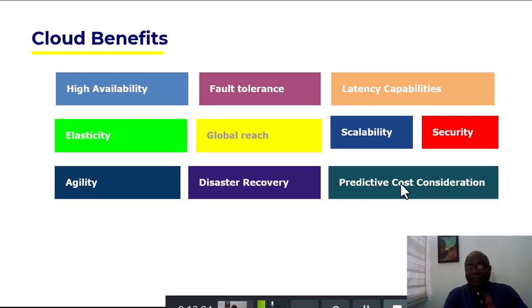So you have predictive cost considerations. In the cloud, you don't get thrown crazy bills. You are okay with the Azure Cost Calculator. You can calculate your monthly spend. With the TCO Calculator, you can know your trade-off between using the cloud and using your on-premise. With the cost management tool, you can get a prediction of your next month's usage. Based on this month's usage, you can make budget alerts. So in the cloud, things are not done recklessly with regards to costs. Okay, so let's move ahead.